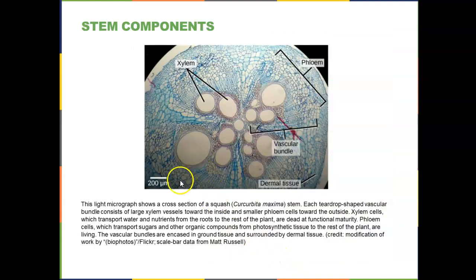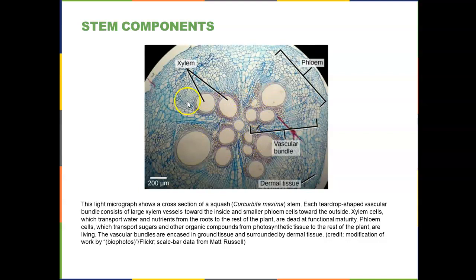So here, if we take a look at a stem, this is a cross-section that has been stained, and we're looking at it under a microscope. We've got a scale bar right here. So all the way across here to about here is about 1 millimeter, about 1,000 micrometers. Over here is about 2 millimeters, 2,000 micrometers. So it's about 2.5 millimeters wide, this little micrograph of a very small stem.